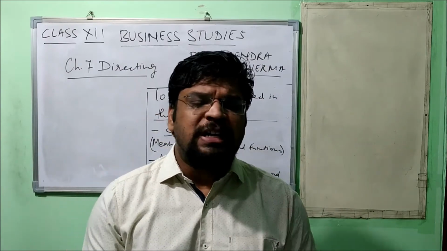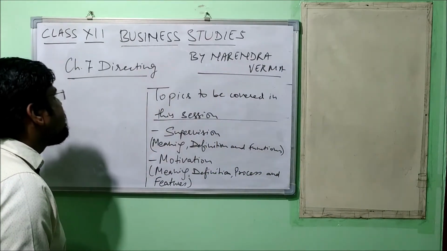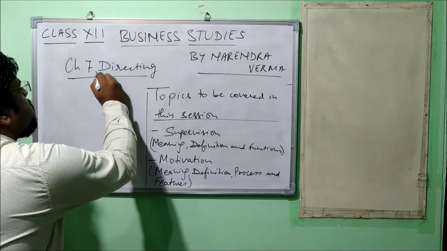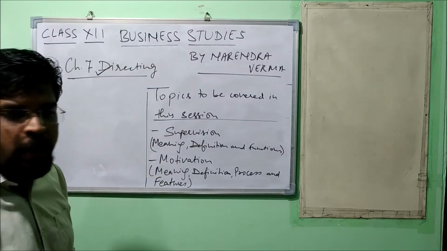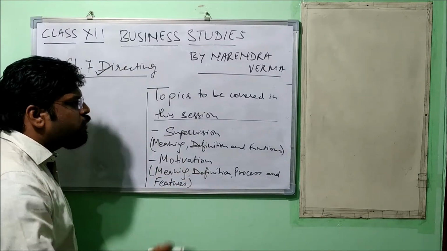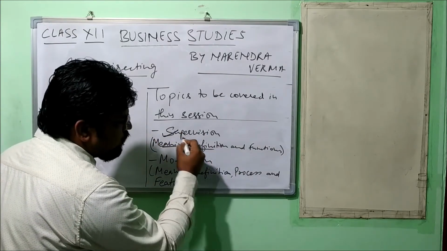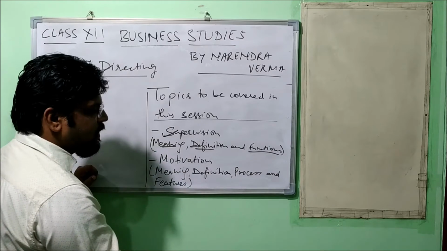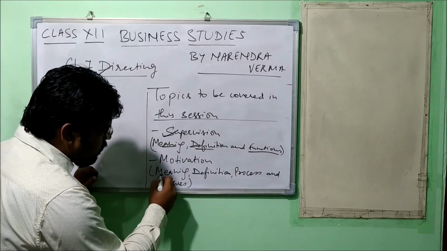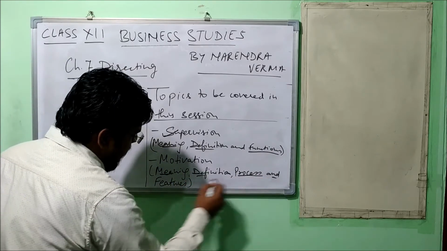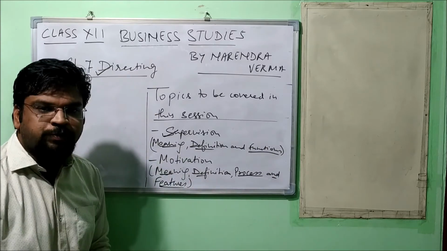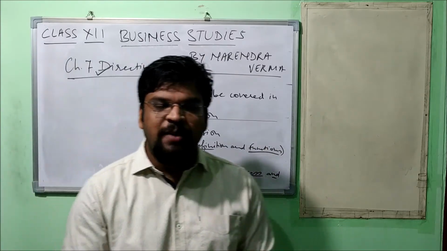As you know very well, in business studies for class 12 CBSE syllabus, we have been dealing with the chapter number 7, that is directing, right? And in today's session, what we are going to learn? Supervision, meaning, definition of supervision and functions of a supervisor. And motivation, meaning, definition, process and features of motivation. So without wasting much time, let's start.